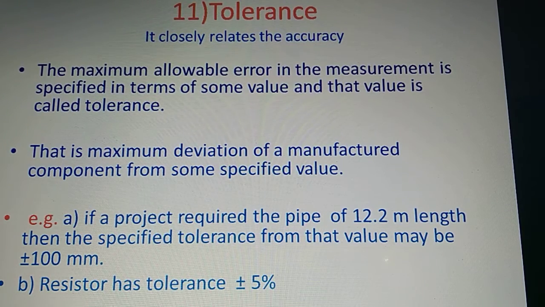Let's take one more example. If a project requires a pipe of 12.2 meter length, then the specified tolerance from that value may be plus minus 100 millimeter. That means the length of the pipe, which is 12.2 meter, may vary plus minus 100 millimeter.